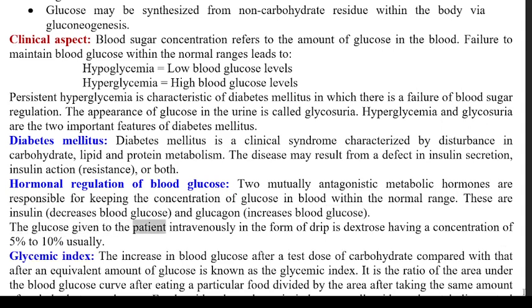The glucose given to the patient intravenously in the form of drip is dextrose, having a concentration of 5% to 10% usually.